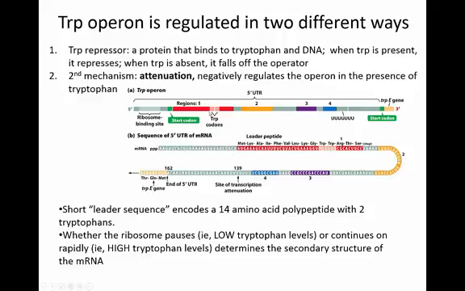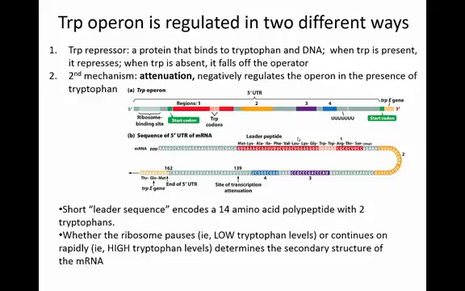This is kind of complicated, but I'd like to point out that there is a region that codes for a protein. This red region, region 1, codes a very small protein of 14 amino acids, and importantly, 2 of those amino acids are tryptophans. It turns out that the translation of that very short protein regulates whether the rest of that operon is transcribed. This is a little confusing because we're talking about translation regulating transcription, which should theoretically happen earlier.